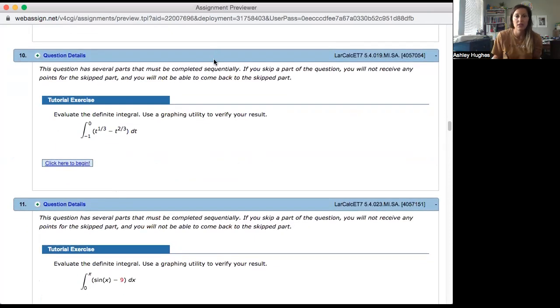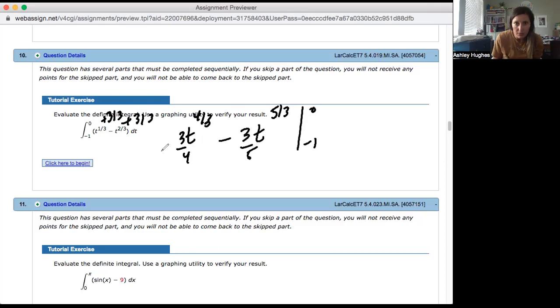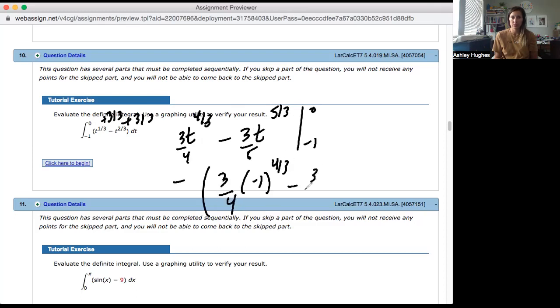Okay, so if I take the antiderivative, I add 1. So adding 1 is like adding 3 over 3. So 4/3, 3/4. Add 3 over 3 here, so that's 5/3, 3/5. So then if I plug in my 0, I'm going to get 0. So then minus 3/4 times -1 to the 4/3.